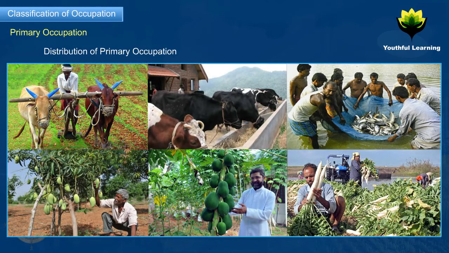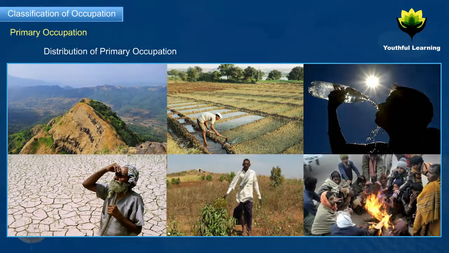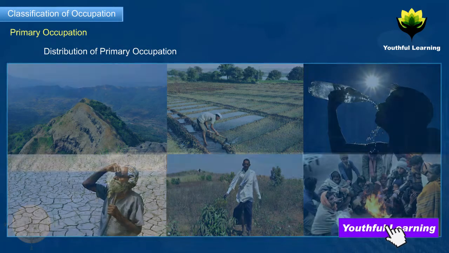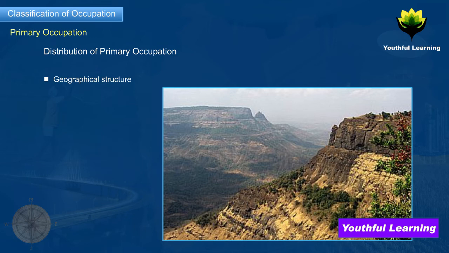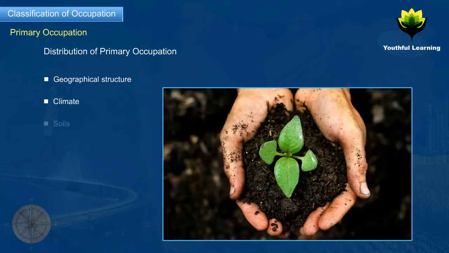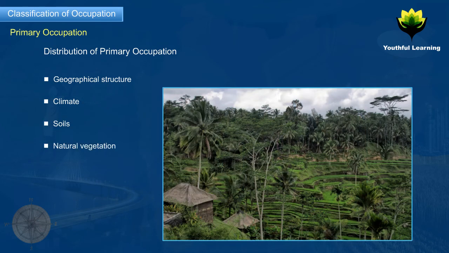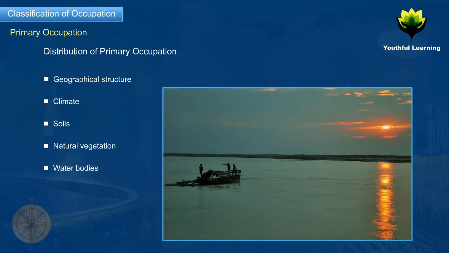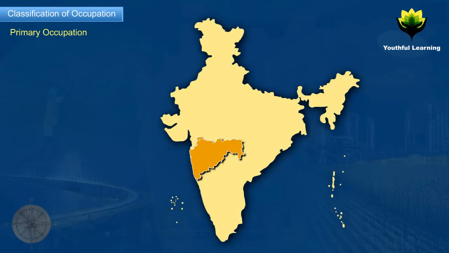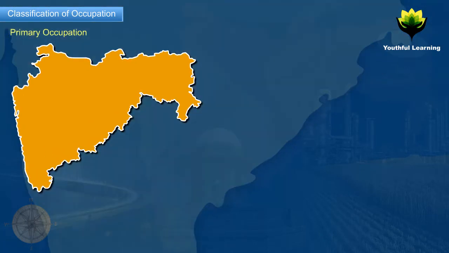Distribution of primary occupation. The distribution of various primary occupations depends on physiological features of the area such as geographical structure, climate, soils, natural vegetation, water bodies, etc. Let us have a look at primary occupations practiced in Maharashtra.